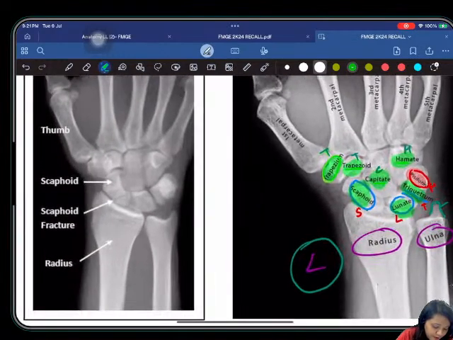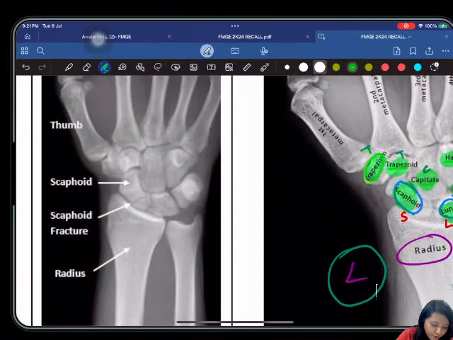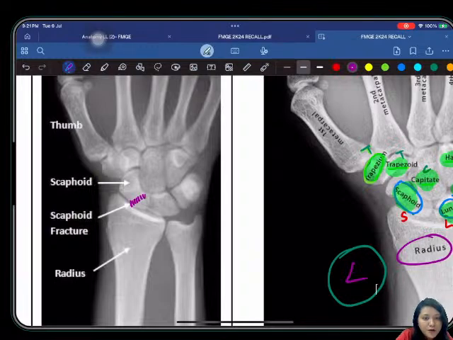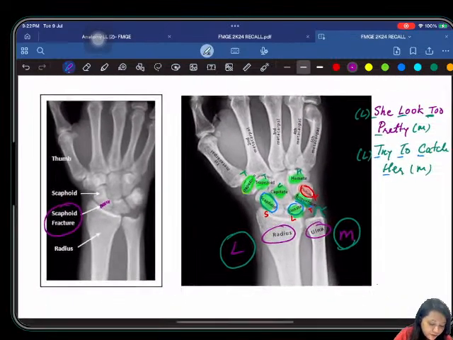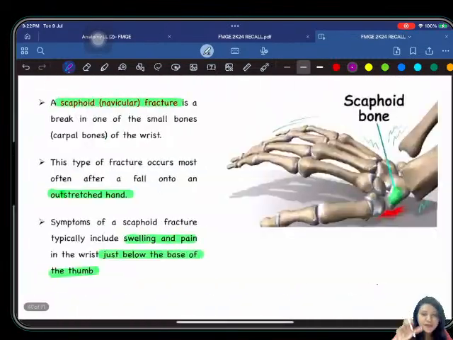Now, in that given X-ray, there was a fracture, and that is the scaphoid fracture, which was due to the fall on the outstretched hand. Fall on the outstretched hand leading to your scaphoid fracture. I already told you, if there is a fall on the outstretched hand, the most likely bone to be injured is the scaphoid bone.